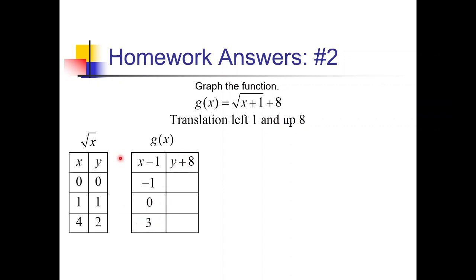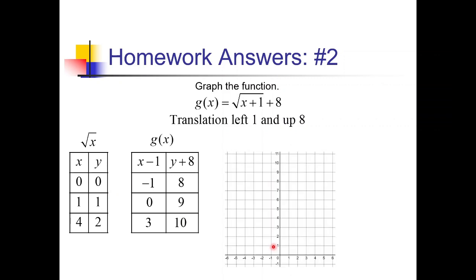Let's add 8 to all the y values here. 0 becomes 8, 1 becomes 9, and 2 becomes 10. Putting that all together on a graph, and I'm going to just make sure I've got enough room up here to fit things. We've got negative 1, 8 right there, and that's going to be the endpoint of our square root function. 0, 9 is right there, and then we've got 3, 10 up here. So go through those, and that's our square root function now.